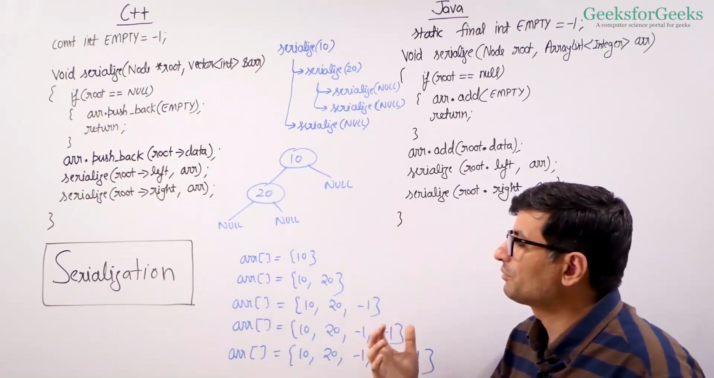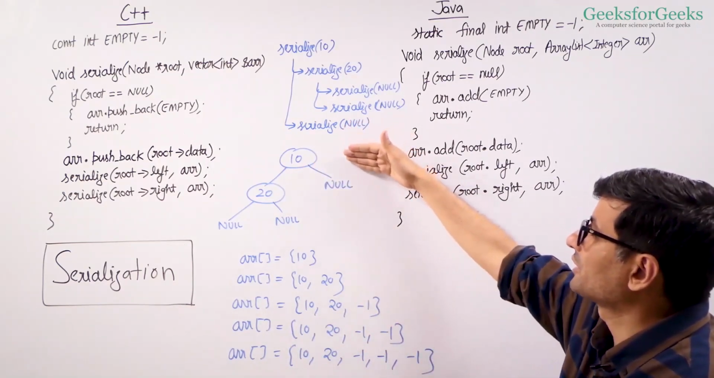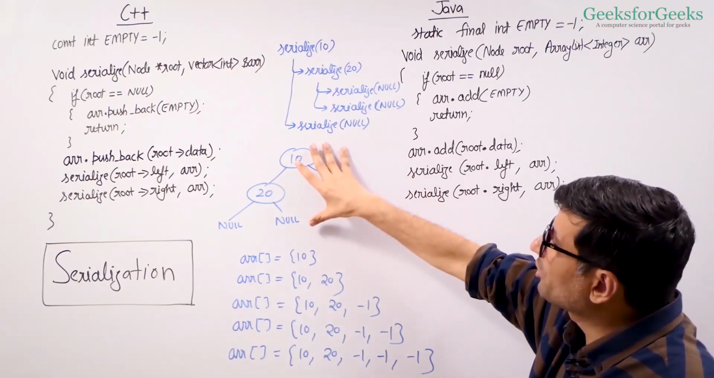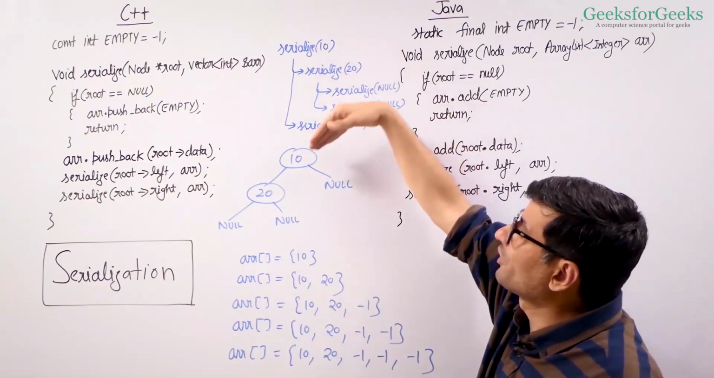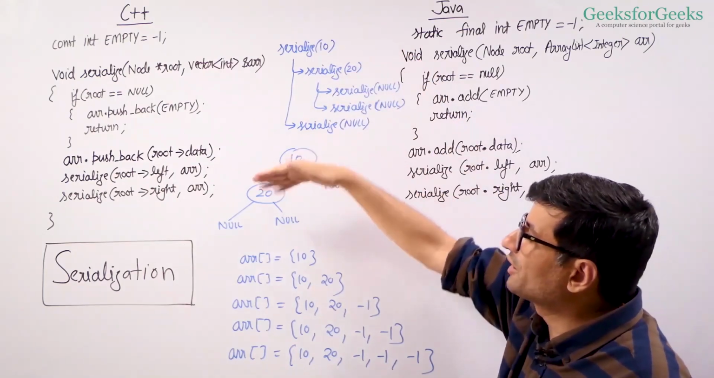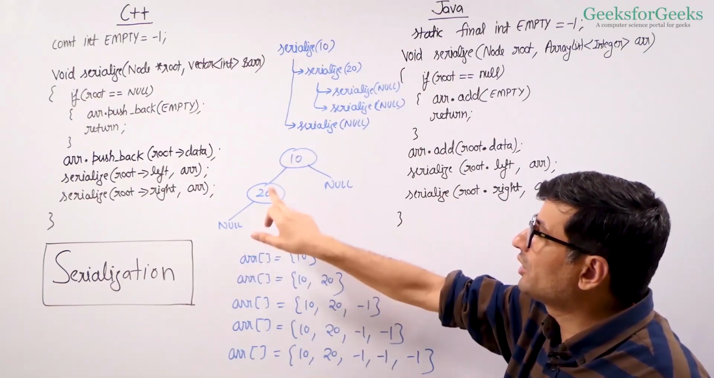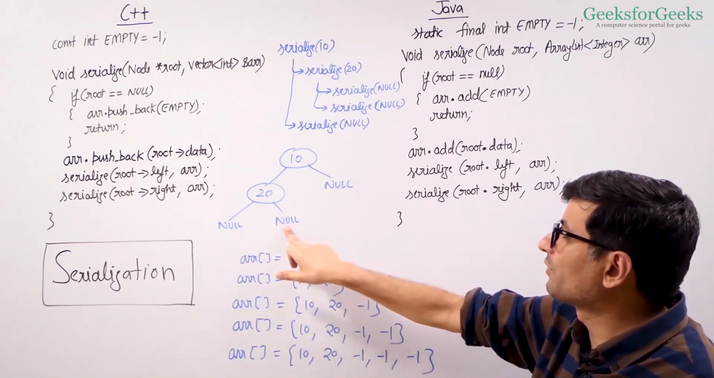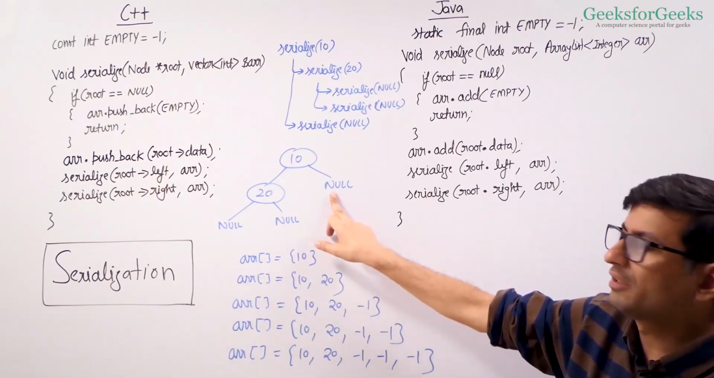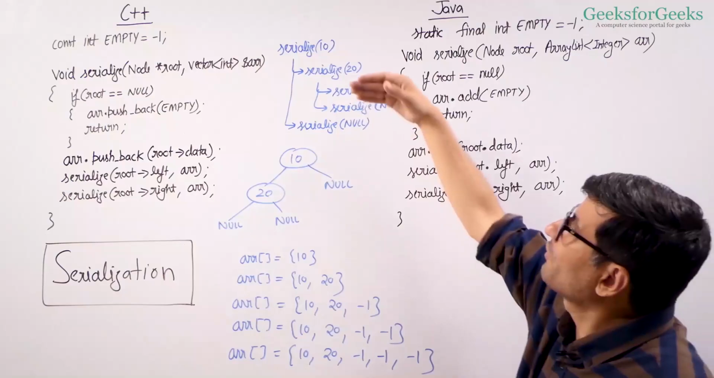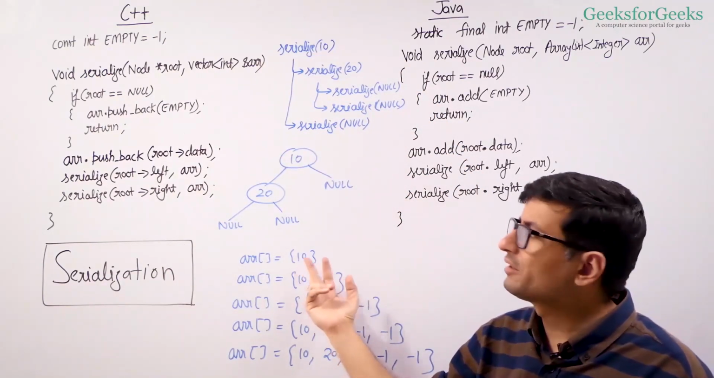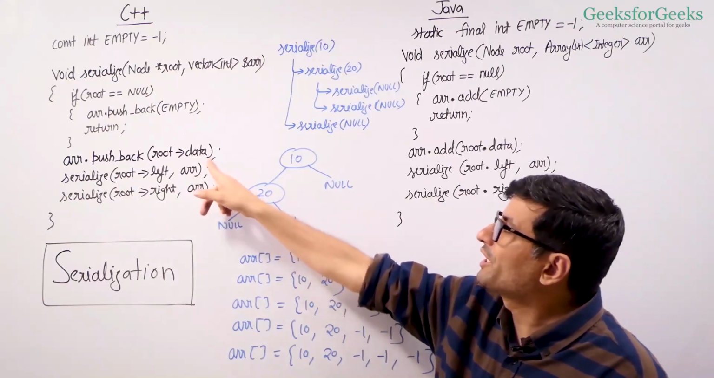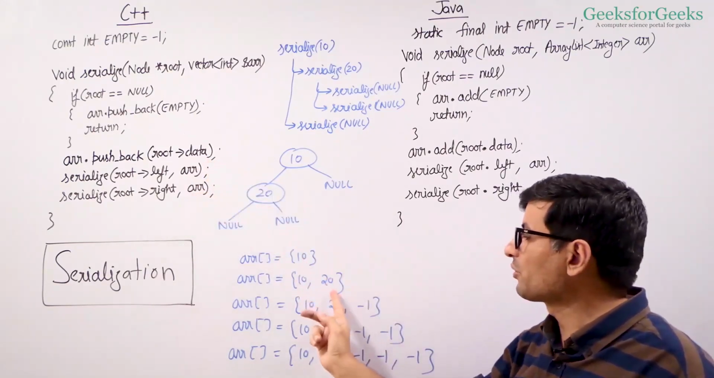Let's see the working of this solution for this example tree. So this is our input tree. This is how this recursive solution is going to work. It's going to call for 10, then it's going to call for 20, then it's going to call for this null. 10, 20, null. Then it's going to call for this null, then it's going to call for this null, right? Now when you call for 10, you come here, you add 10 to your array. Then you call for 20, you again come here in the recursive call, you add 20.